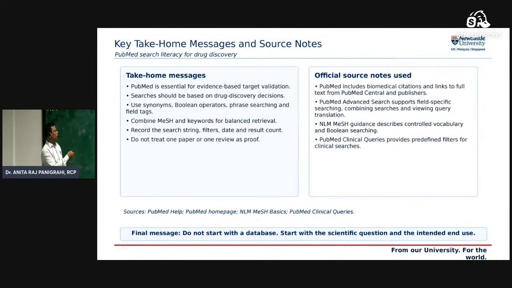Okay. These are the take-home messages. PubMed is essential for evidence-based target validation. Searches should be based on drug discovery decisions. Use synonyms, combine with MeSH terms, and record the search string. Do not treat one paper or one review as proof. Here, the most important take-home message is: search, use your brain. Don't use generative AI for that part. You do that part, and for all the remaining parts you can ask generative AI to do it for you. That is the best thing.